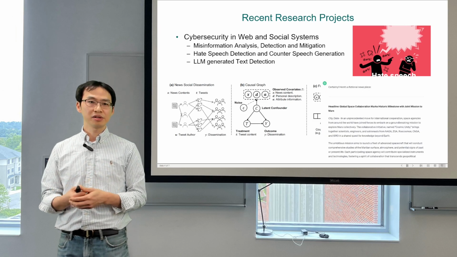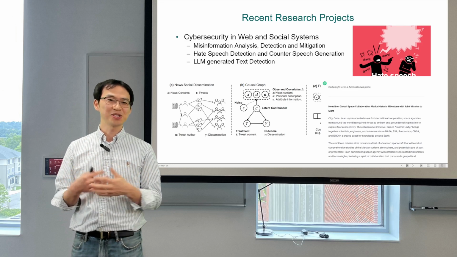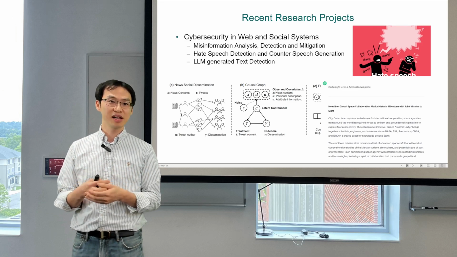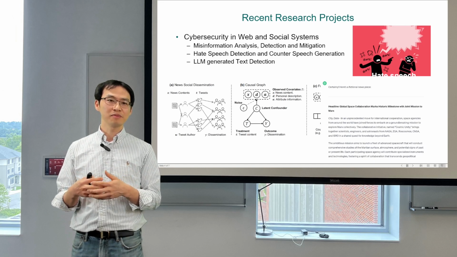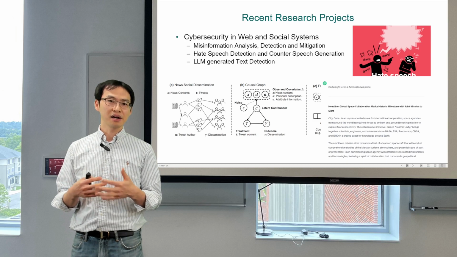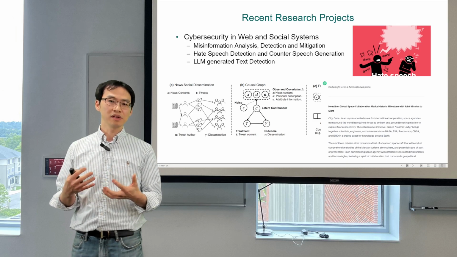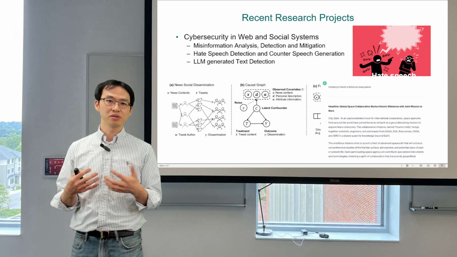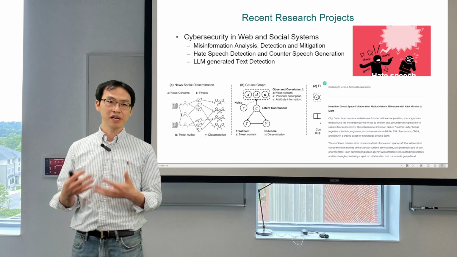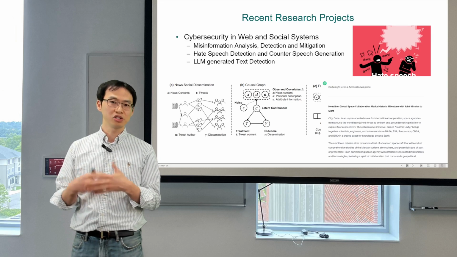And recently, generative AI such as ChatGPT became popular. My research group is also interested in that area as well. One of the projects we have been working on is how we can automatically identify text generated by an LLM, a large language model, so that hopefully, when bad guys use LLMs to generate fake news or fake content, we can still identify whether the content is generated by a machine or a human.